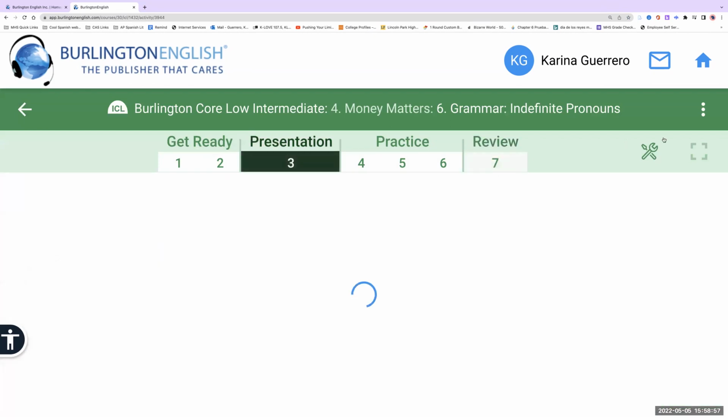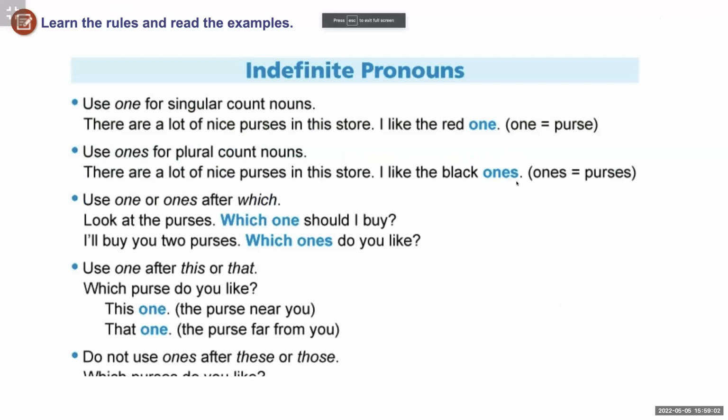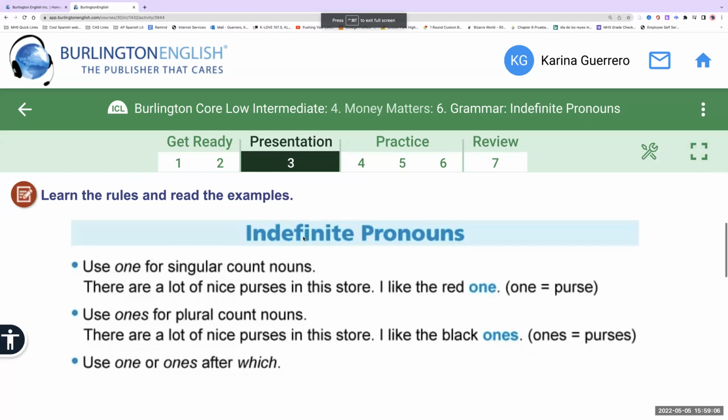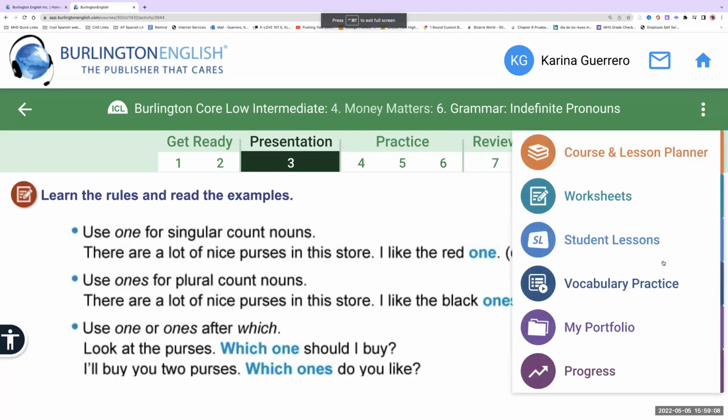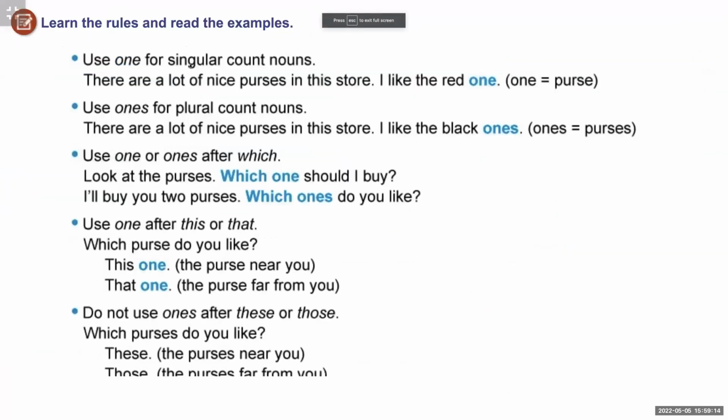And this was our presentation on Tuesday night. We looked at the word one and ones. And I want to go ahead and start with the student lessons. Sorry, let me go ahead and do this again. So remember why we use a singular one, why we use the plural ones. When we ask questions, we use which one or which ones.